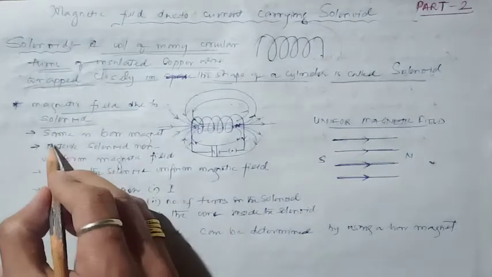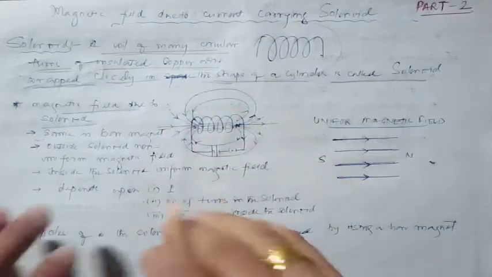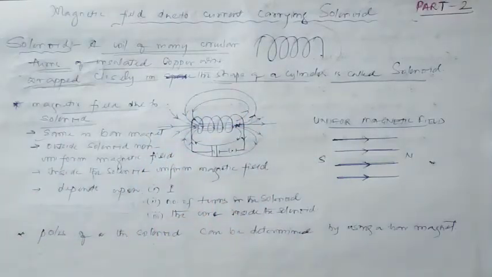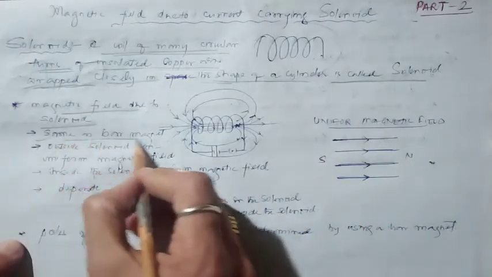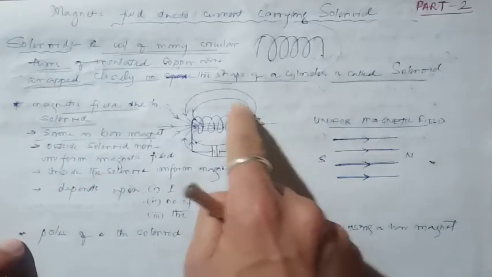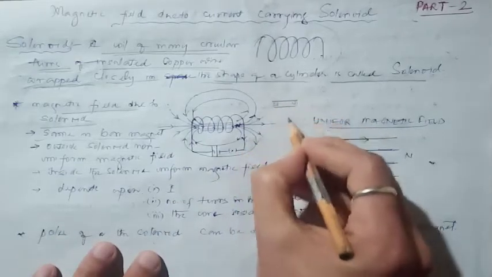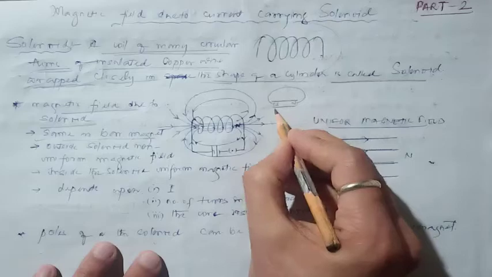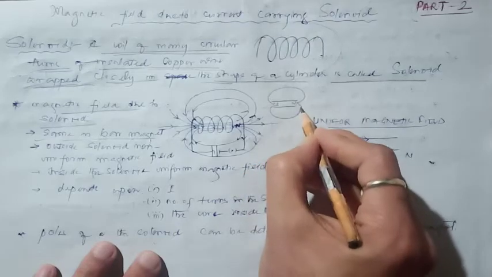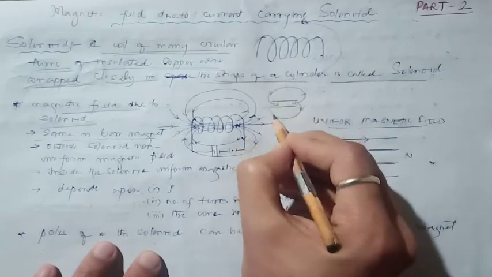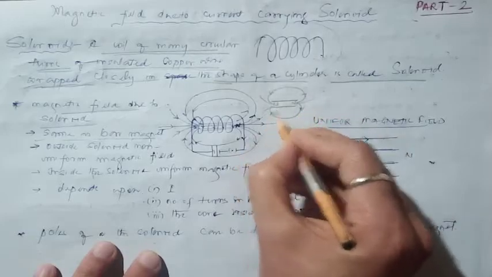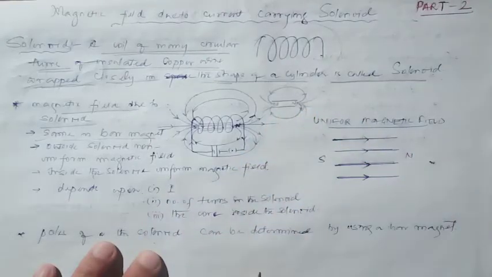The first point is the magnetic field lines around the current carrying solenoid are the same as that of a bar magnet. We have discussed the magnetic field lines of the bar magnet. Suppose we have a north pole and south pole. This is the bar magnet. The magnetic field lines start from the north pole and terminate at the south pole, outside the magnet. That's what we studied. It's like this. Same here.